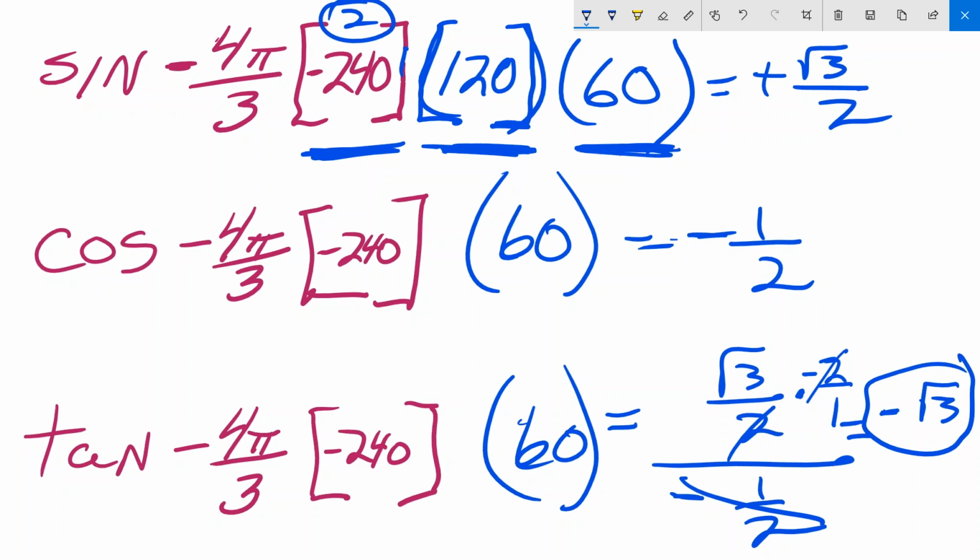And then I got to take the sine of 60, I get that, and then I put a plus or minus sign based on the fact that it's in the second quadrant. I know sines are always positive in the second quadrant. So you have to figure out the quadrant, you have to figure out its coterminal angle, and then you have to figure out its equivalent first quadrant angle. So you have to do all of those steps on these negative angles.